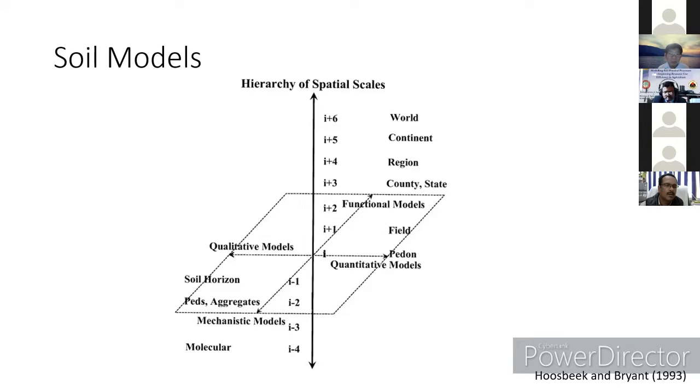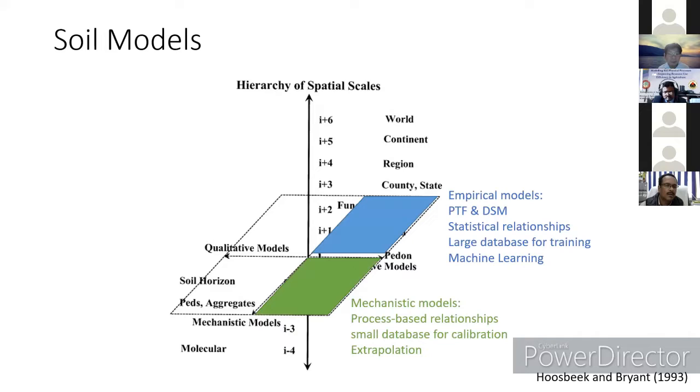But for our purpose, we like to do more quantitative models, because with quantitative models we can give an indication, we can give more precise values, and we can address many scientific questions. The scales also depend on the type of scale: whether it's the pedon or profile in the field, going up to country, region, continent, or the world, or going down from the soil horizon to the molecular level. So there exist different types of models.